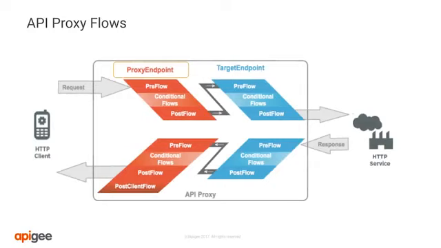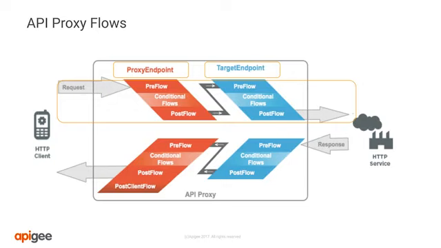Before we cover proxy flows, we need to discuss proxy endpoints. A proxy has two types of endpoints: a proxy endpoint, which typically includes client-specific policies, and a target endpoint, which includes policies related to a particular backend server. Usually, you have one proxy endpoint and one target endpoint. However, you could have multiple proxy and target endpoints. The proxy and target endpoints consist of flows or paths.